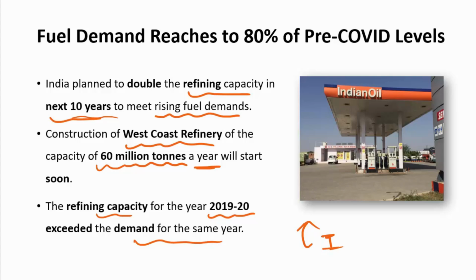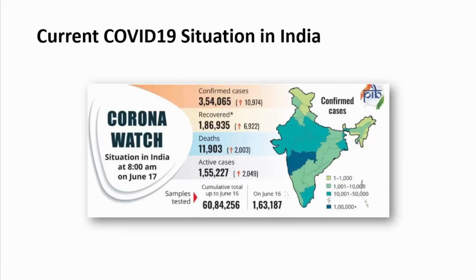Right, now moving on, and we shall end our session with the current COVID-19 situation in India. As of 17 June, 8 a.m., the total number of cases has crossed the 350,000 mark, and although the number of recovered has also increased significantly, crossing the 1,85,000 mark, the death toll as of now in the country is 11,903.